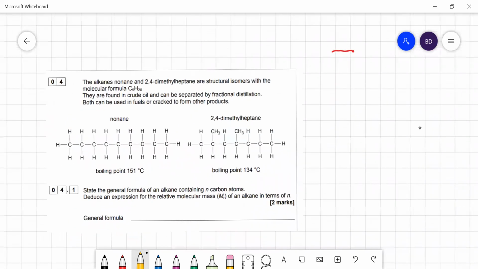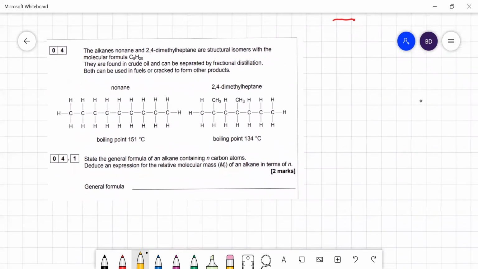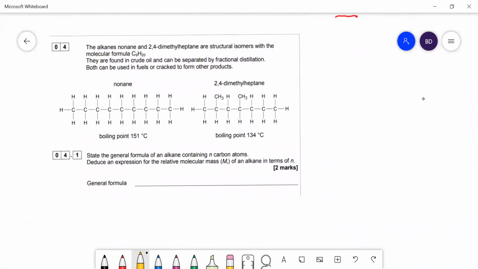Okay, question 4, onto the organic question. Right, the alkanes nonane and 2,4-dimethyl-heptane are structural isomers, and they've both got the formula C9H20, if you count everything up. State the general formula of an alkane containing N carbons. Well, the general formula is CnH2n+2. It's fairly standard. And deduce an expression for the relative molecular mass in terms of N.